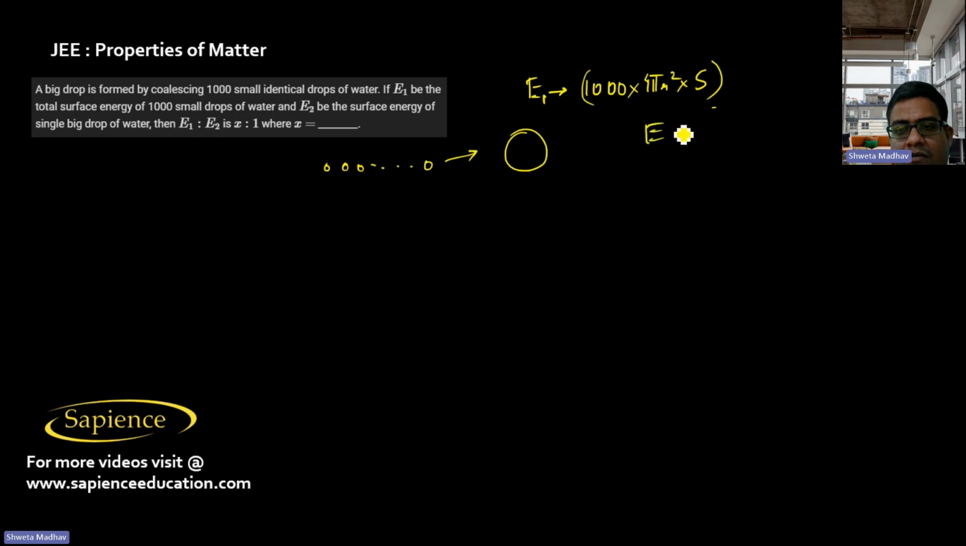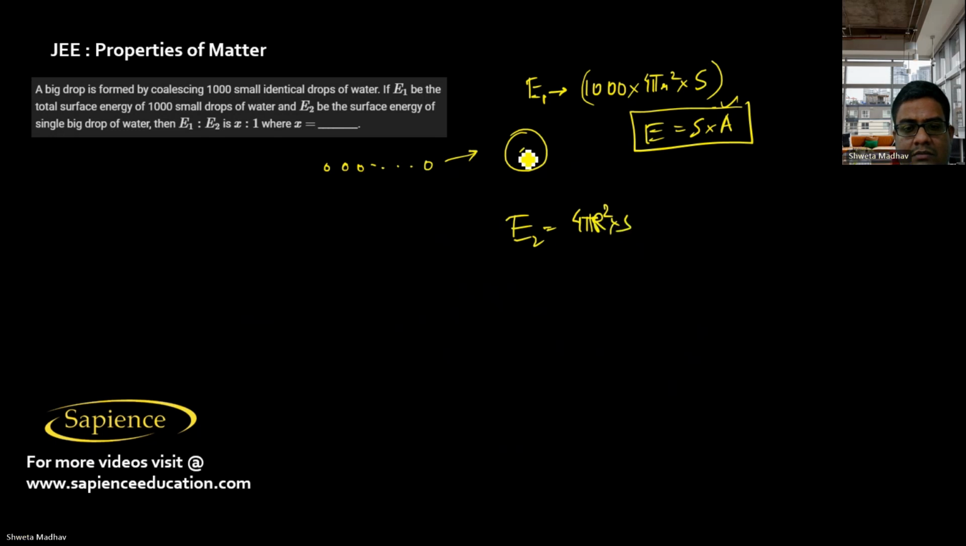Since we know that surface energy is surface tension into surface area, you can say 1,000 into 4 pi r square into S. And it is told E2 be the surface energy of the single big drop. So E2 will be equal to 4 pi capital R square into S. So E1 is this. Then E1 is to E2 is x is to 1, where x is how much.